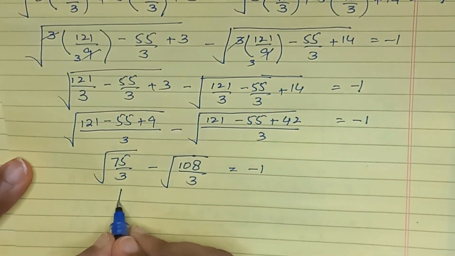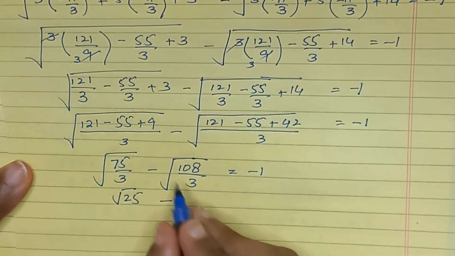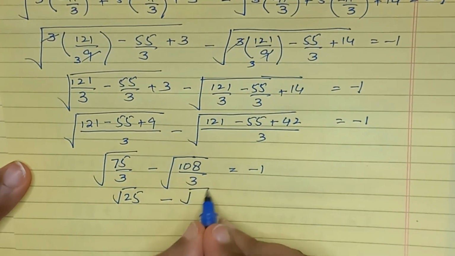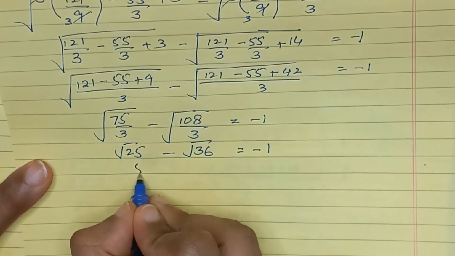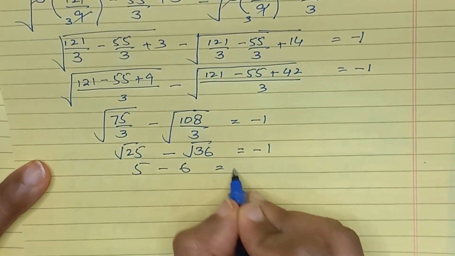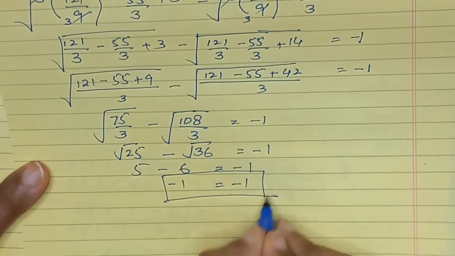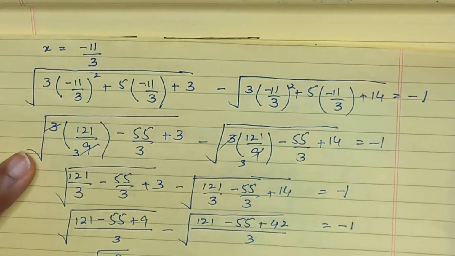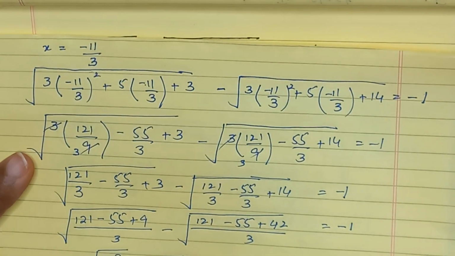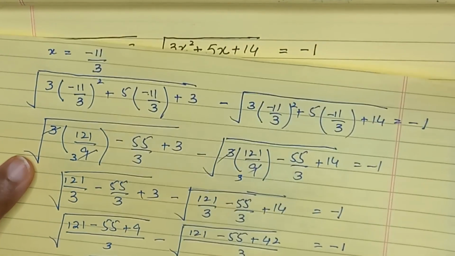So 75 divided by 3 will become 25, and 108 divided by 3 will become 36, so √25 − √36 = −1. The square root of 25 is 5 and the square root of 36 is 6, so 5 − 6 = −1, which is also equal to −1. So the value x = −11/3 satisfies our given equation. Similarly, when we put the value x = 2, it also satisfies our given equation.